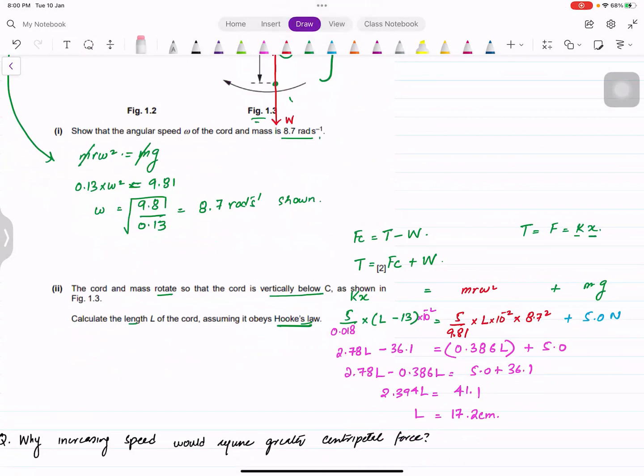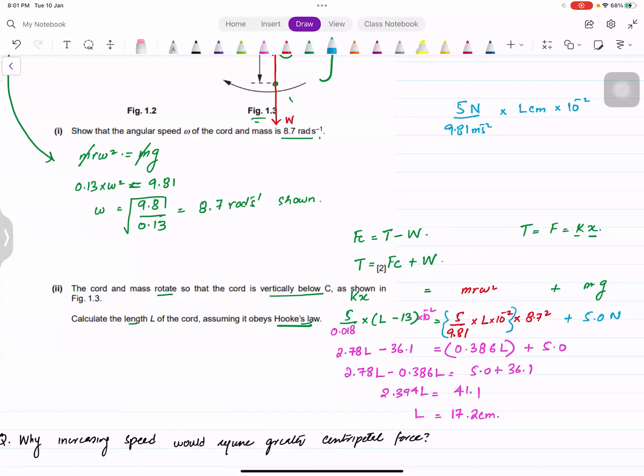Okay, sir. But we did convert it to meter, so our final answer should be in meter. No. Why? Because when you write 10 raised to power minus 2, let me tell you this. If you look at only this section, 5 is in newtons, 9.81 is in meters per second, and you're multiplying length in centimeter with 10 raised to minus 2. Do you agree? Yes.